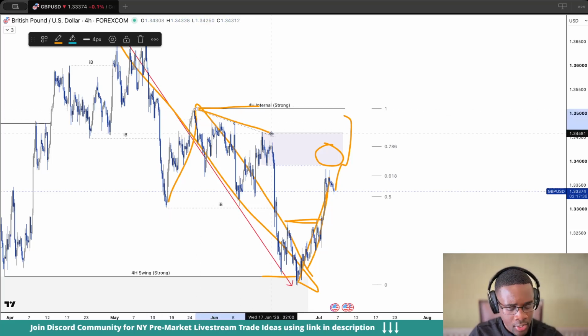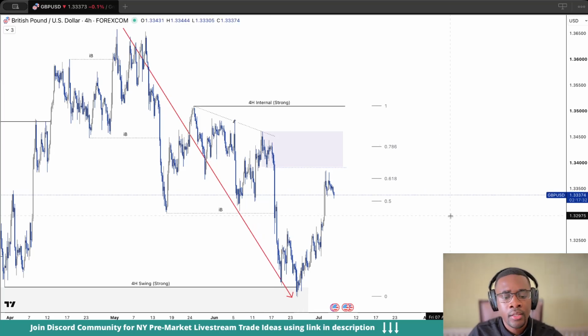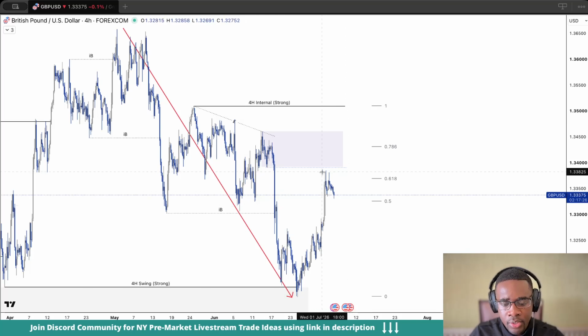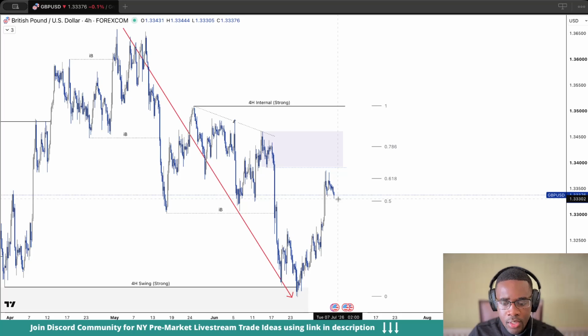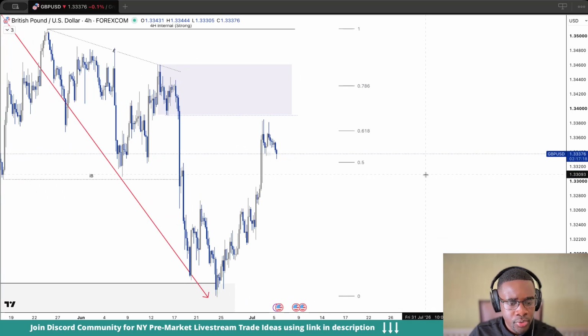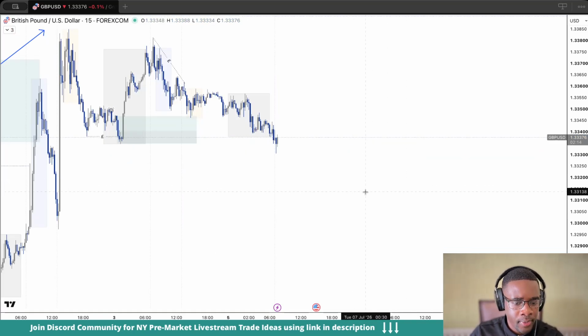As you see, this kind of trend line at the top right there, so we could break that, and then we could see price continue going to the downside. However, that has not happened yet, and we can see price is already pushing lower. So as we anticipate, we are seeing price pushing to the downside, so let's look at the 15-minute and see what we can expect.